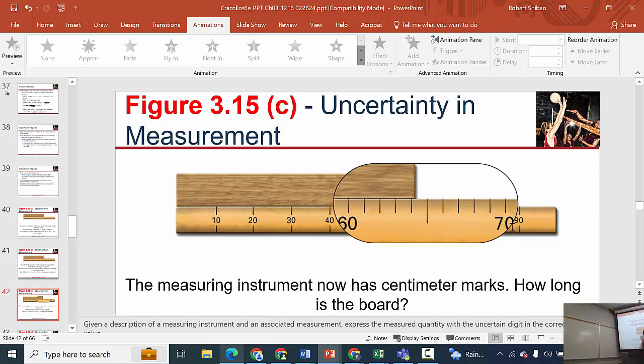Is there any uncertainty about 64? No. So it's definitely greater than 64. There's no uncertainty there. The uncertainty is how close to 65 are we? So it's 64 point what? 2. So that would be a guess. 64.2. We're getting a bit more precise here.